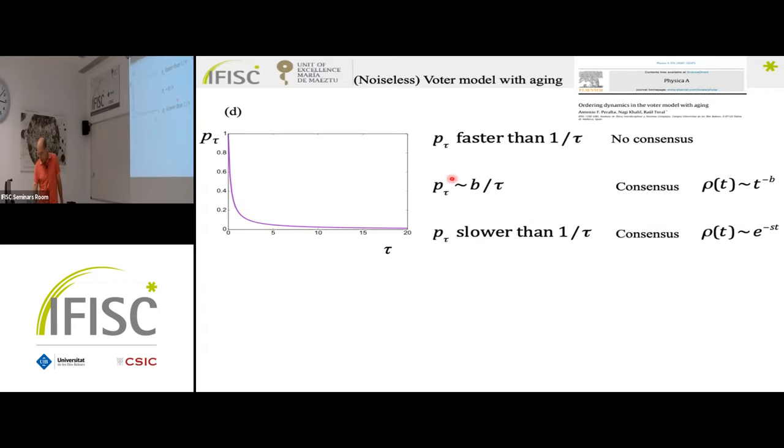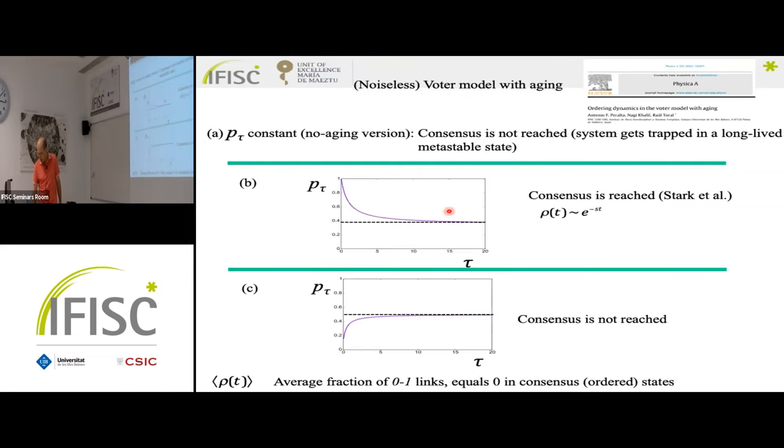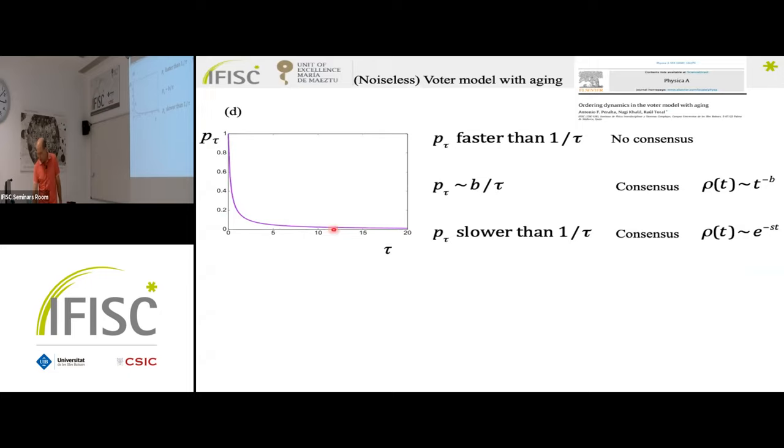Now, if this probability decreases towards zero, there are three possibilities, or two possibilities with a borderline. If it decreases faster than 1/tau, you do not reach consensus. If you decrease slower than 1/tau, you reach consensus exponentially.